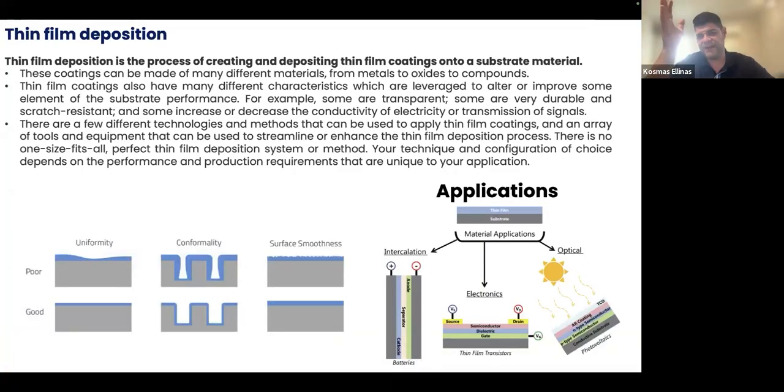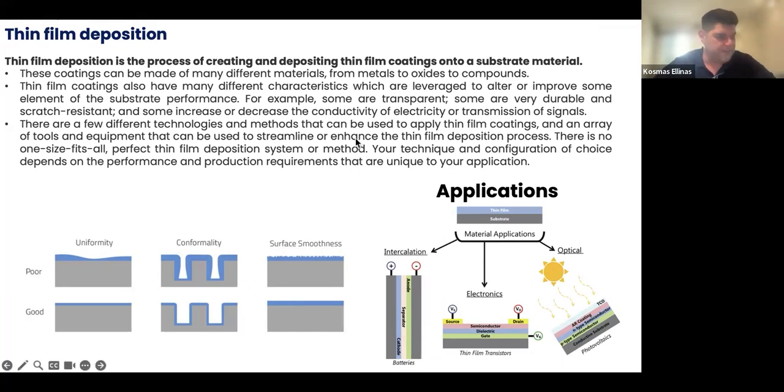And now that we have seen how to pattern the resist and how to etch the underlying material, let's see what we can do about adding material on specific patterns. So thin film deposition is the process of creating a thin film on a substrate. We can either do it on the entire surface or we can do it on specific features or on specific patterns on the surface, as we said before.